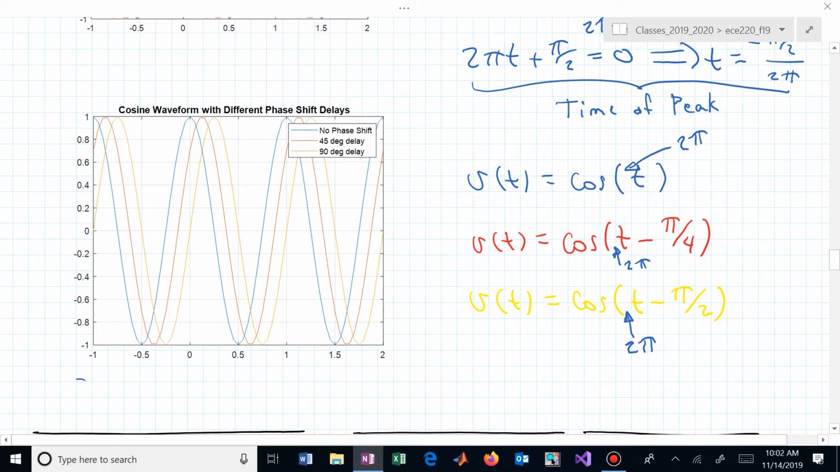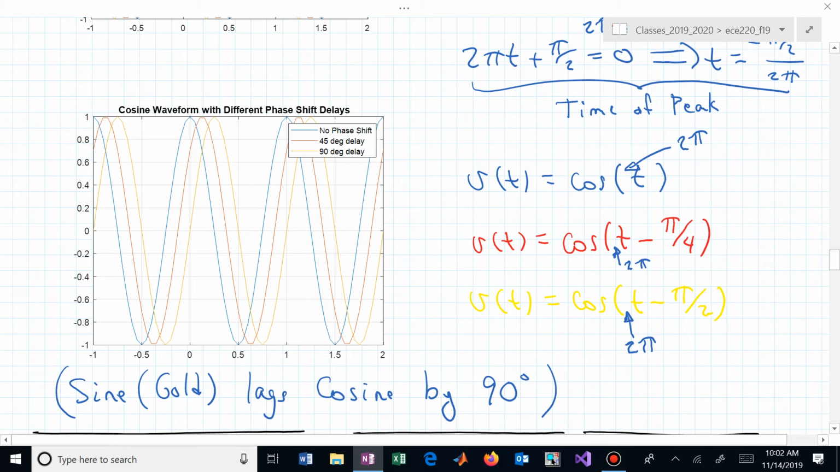So the sine, which is gold, lags or occurs after, its peak occurs later in time than the blue curve. The sine lags cosine by 90 degrees.